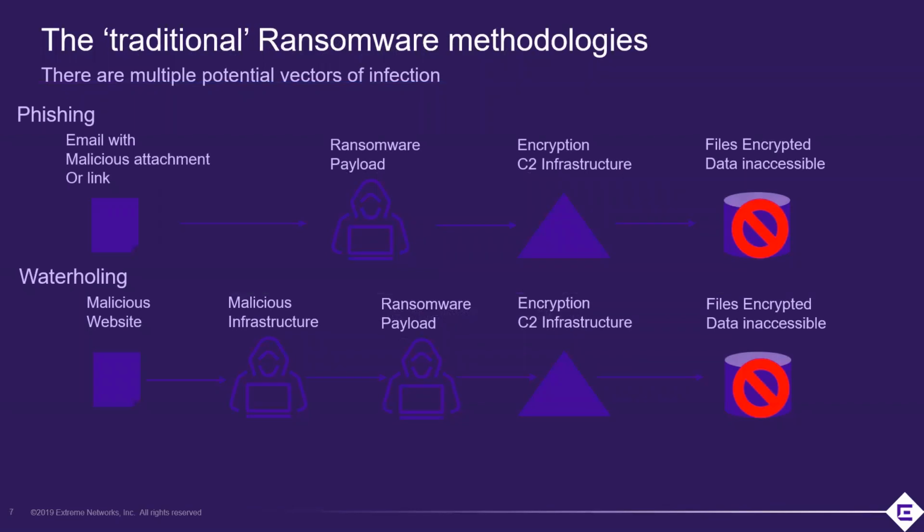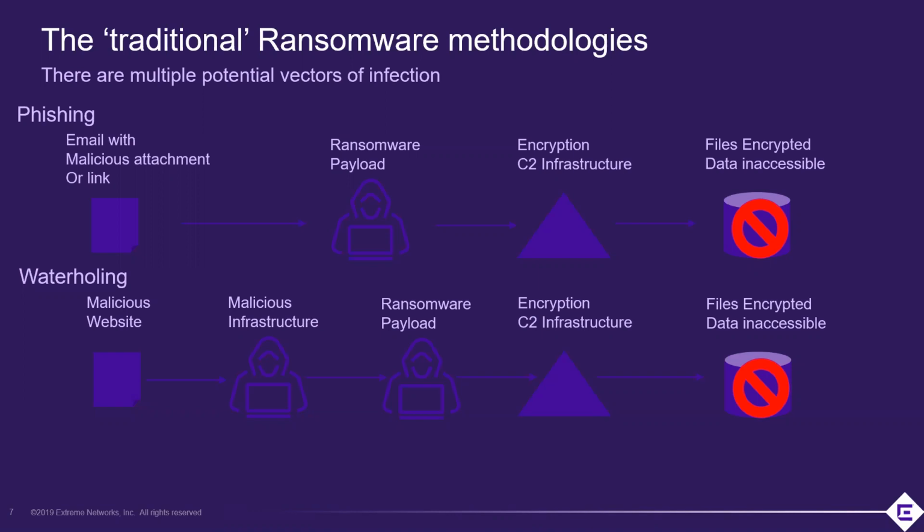Now, first, before we talk about this new IoT threat, let's talk about the traditional ransomware methodologies. You have phishing and water holing. Those are basically the two methods. And note how both of them require a human to do something. They either have to click on an email with a malicious link or attachment, or they are going to a malicious website and they have to actually visit that site. So either way, I have to coerce the human to do something.